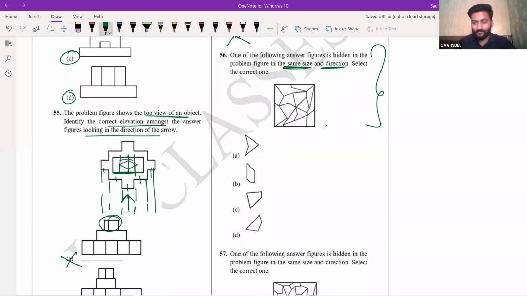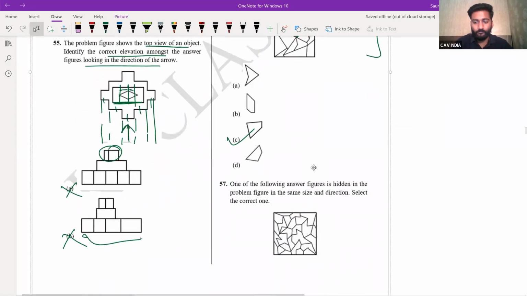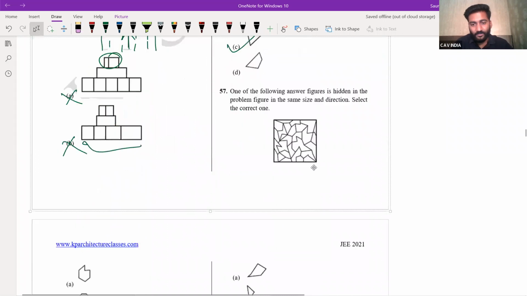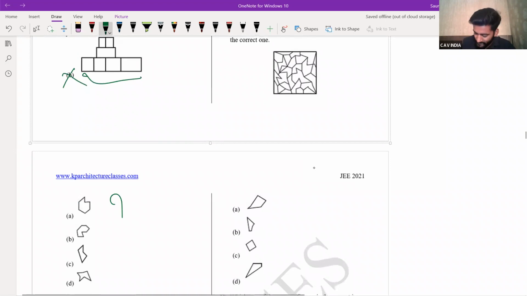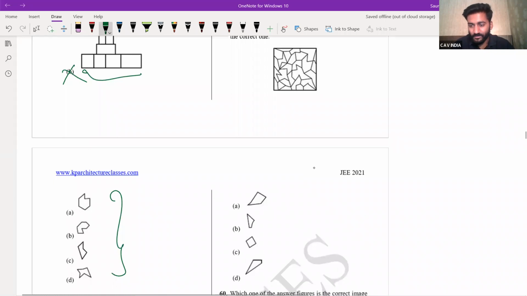In this one, the method is you just need to look at the options. With the help of options, try to find them. And actually C is the right answer, which we can find here. This is C. Similar kind of question again. In this one, you need to find, these are the 4 options. A bit difficult figure, let's say, compared to the previous one.